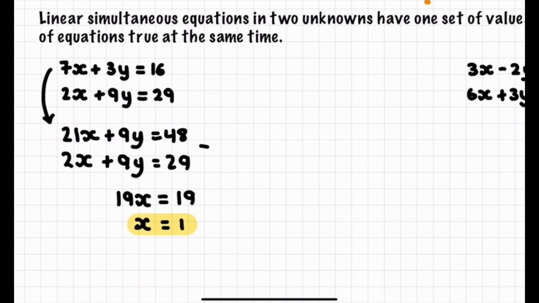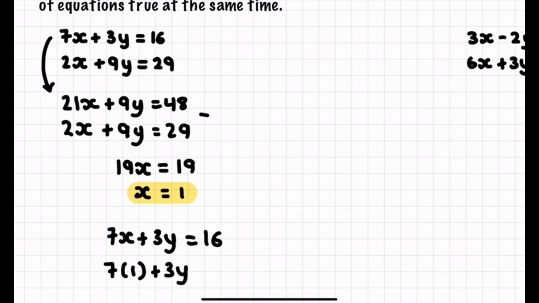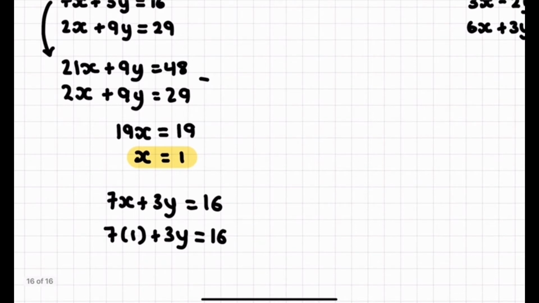We now need to find the y value that is true for this set of equations, and to do this we need to sub in the x value that we have found into one of the equations. So I've chosen to use 7x plus 3y equals 16. So I need to sub in the 1, so it's 7 times 1 plus 3y equals 16, which gives us 3y equals 9, meaning that y equals 3.